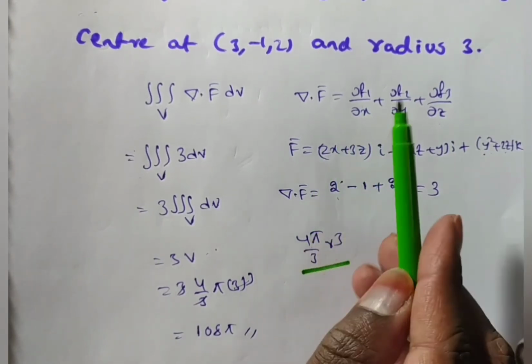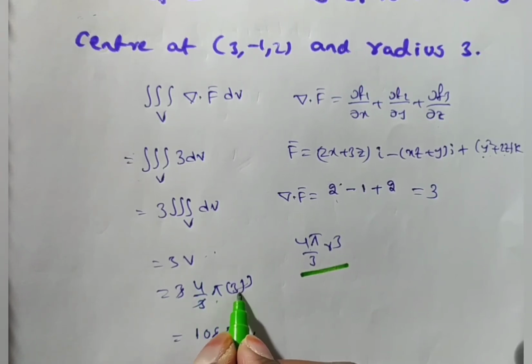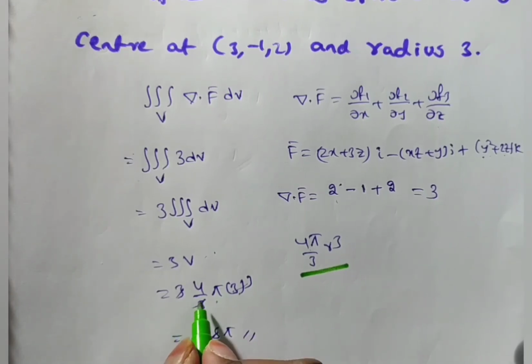So what is the r given here? 3. So you will have 4 by 3 pi r cube, with r as 3 cube. Here the 3 gets cancelled. Now 3 cube is nothing but 27. 27 times 4 is 108, into pi. So this is the answer.